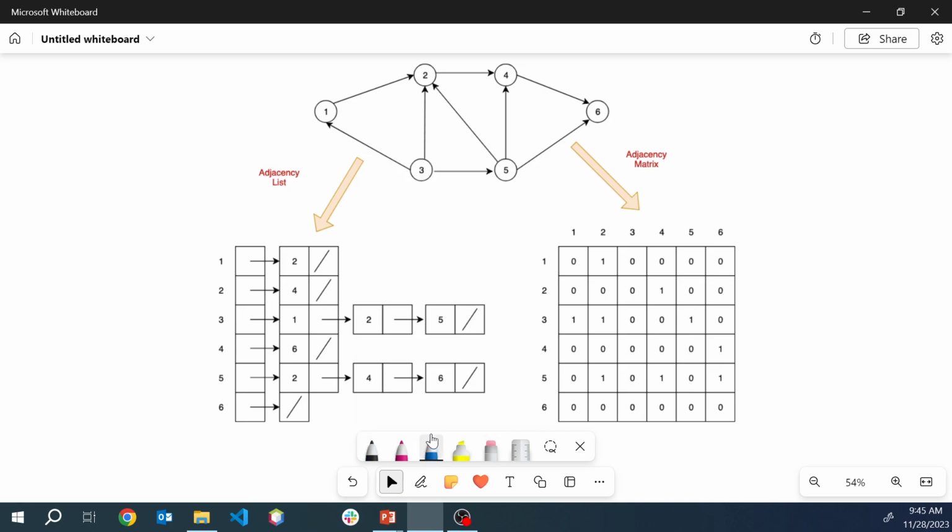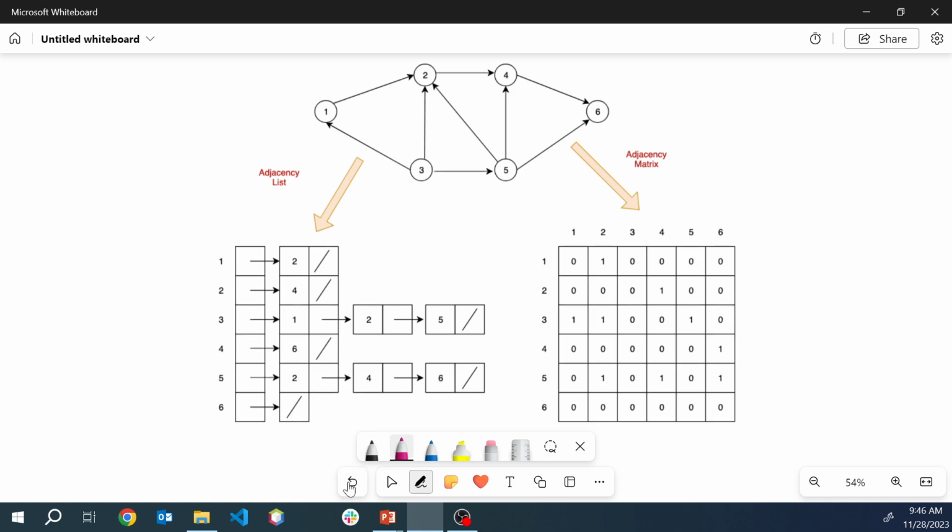Let's pick a particular node. None of them have a lot of connections, so let's look at node 3. Vertex 3 has 3 edges leaving it, going to 1, going to 2, and going to 5. Coming to row 3 of the adjacency matrix, 3 is going to 1, 3 is going to 2, and 3 is going to 5. 1, 2, and 5. Pretty straightforward.